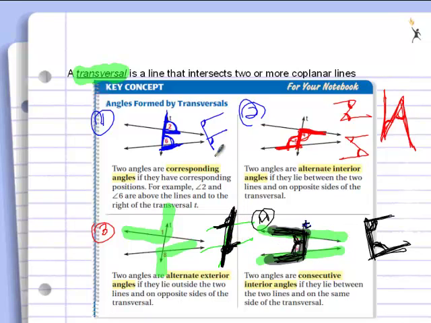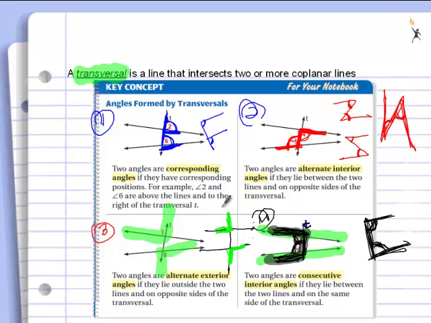But these four drawings, excuse me. Let's redraw this guy. This sucks. Way to go, Mr. Gentry. Horrible drawing. 1 line, 2 lines, transversal, alternate exterior. There we go.